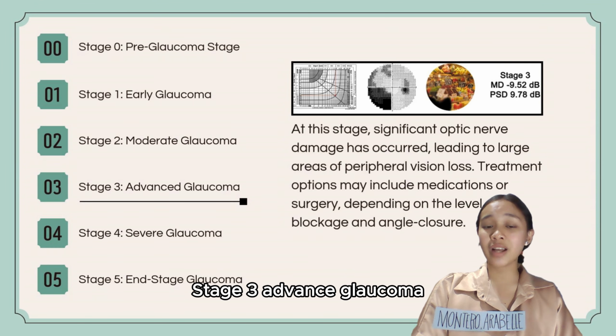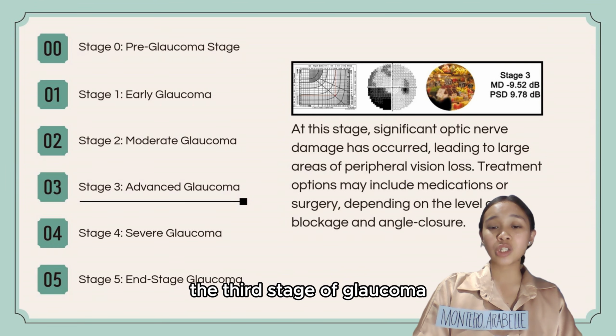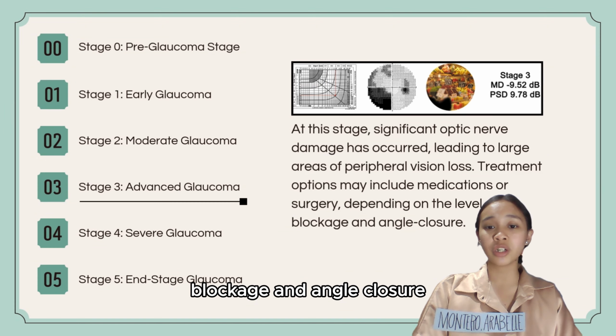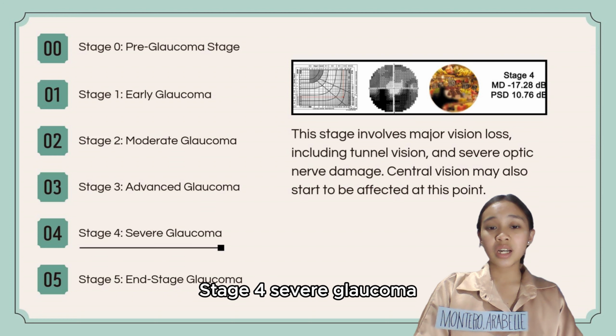Stage 3. Advanced glaucoma. The third stage of glaucoma is when there is significant optic nerve damage with large areas of peripheral vision loss. Depending upon your level of blockage and angle closure, your doctor may recommend interventions like medications or surgery.